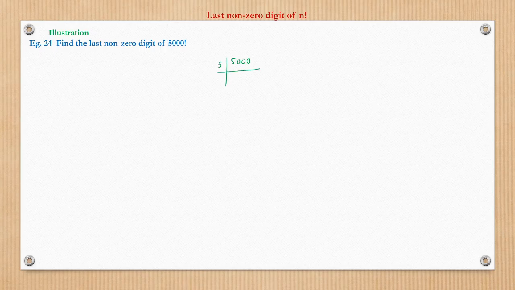We will find the IGP of 5 in 5000 factorial. This will go 1000 times, 0 remainder. 5 will further divide 200 times with 0 remainder. 5 will further divide this 40 times, 0 remainder. 5 will divide 8 times, 0 remainder. Now 5 divides 8 one time, leaves 3 as remainder, right? Now 5 divides 1, 0 times, 1 as remainder.